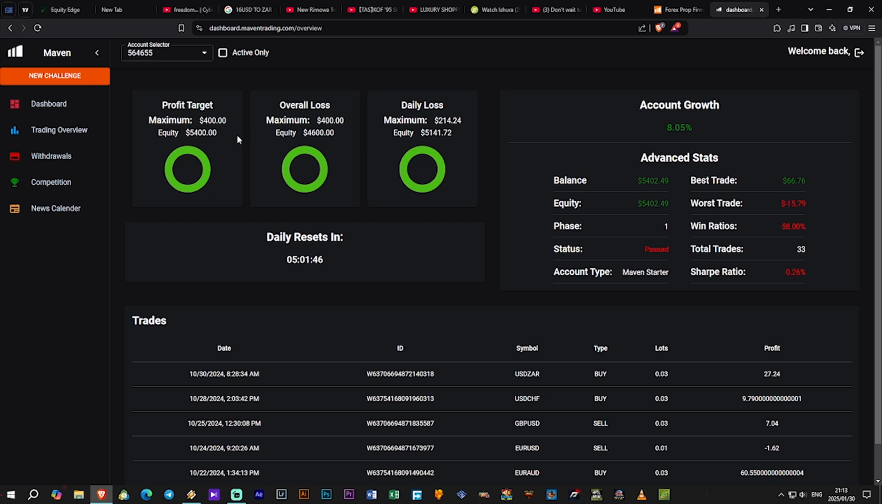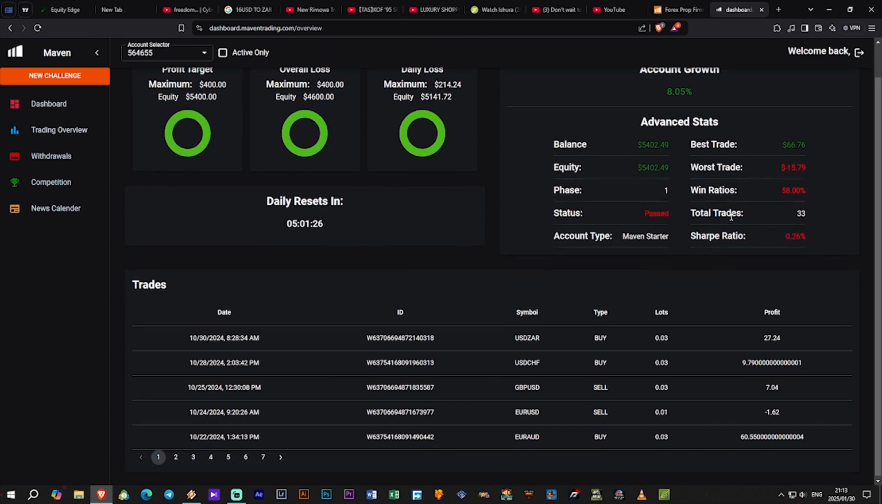Today I just wanted to make a video to show you guys how I managed to pass phase 1 of the Maven challenge. I took a 5k account and I just managed to hit 8%, so I decided to make a video. As you guys can see, I managed to make 5.4, which was the target, and my best trade was $66.